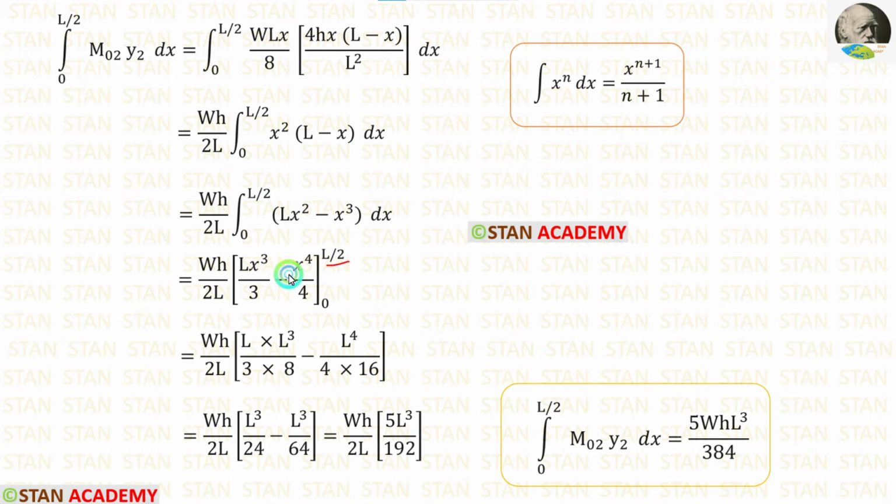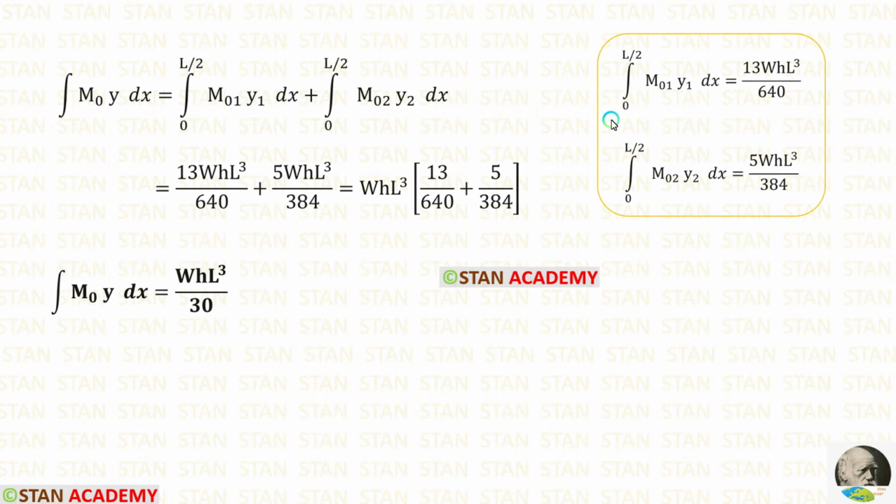When we apply L by 2 instead of x, we are getting L power 3 by 8. Also, when we apply L by 2 for x, we will get L power 4 by 16. Now we can use the calculator. 1 by 24 minus 1 by 64, we will get 5 by 192. 2 into 192, we will get 384. Finally, we have found the integration of 0 to L by 2 m02 y2 dx, which is equal to 5 wh L power 3 by 384.